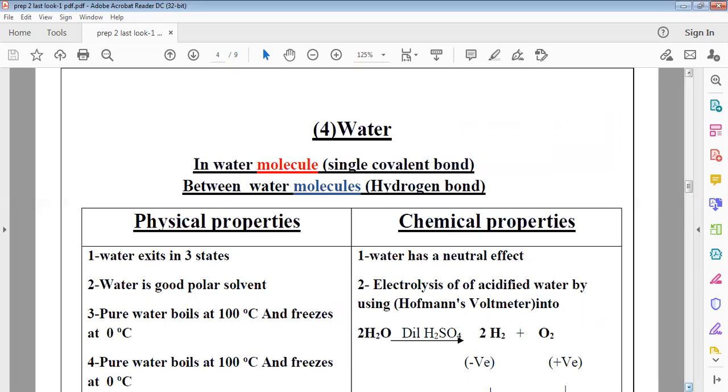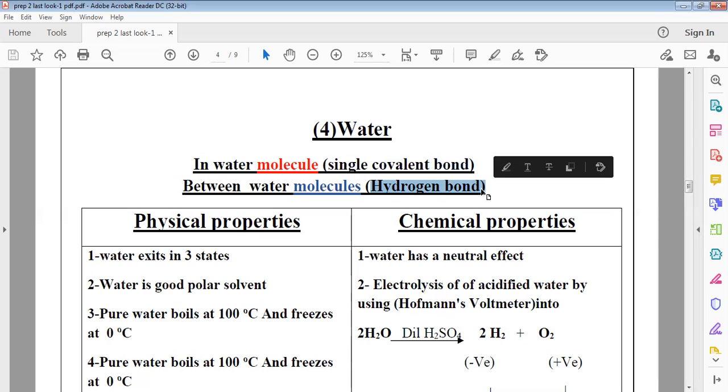طيب بسرعه كده ناخد نفرق بين الووتر موليكيول والووتر موليكيولز. In water molecule, one molecule, it has single covalent bond. Okay, but between the water molecules, it has hydrogen bond. It is a weak electrostatic attraction. يعني ايه hydrogen bond؟ It is a weak electrostatic attraction.